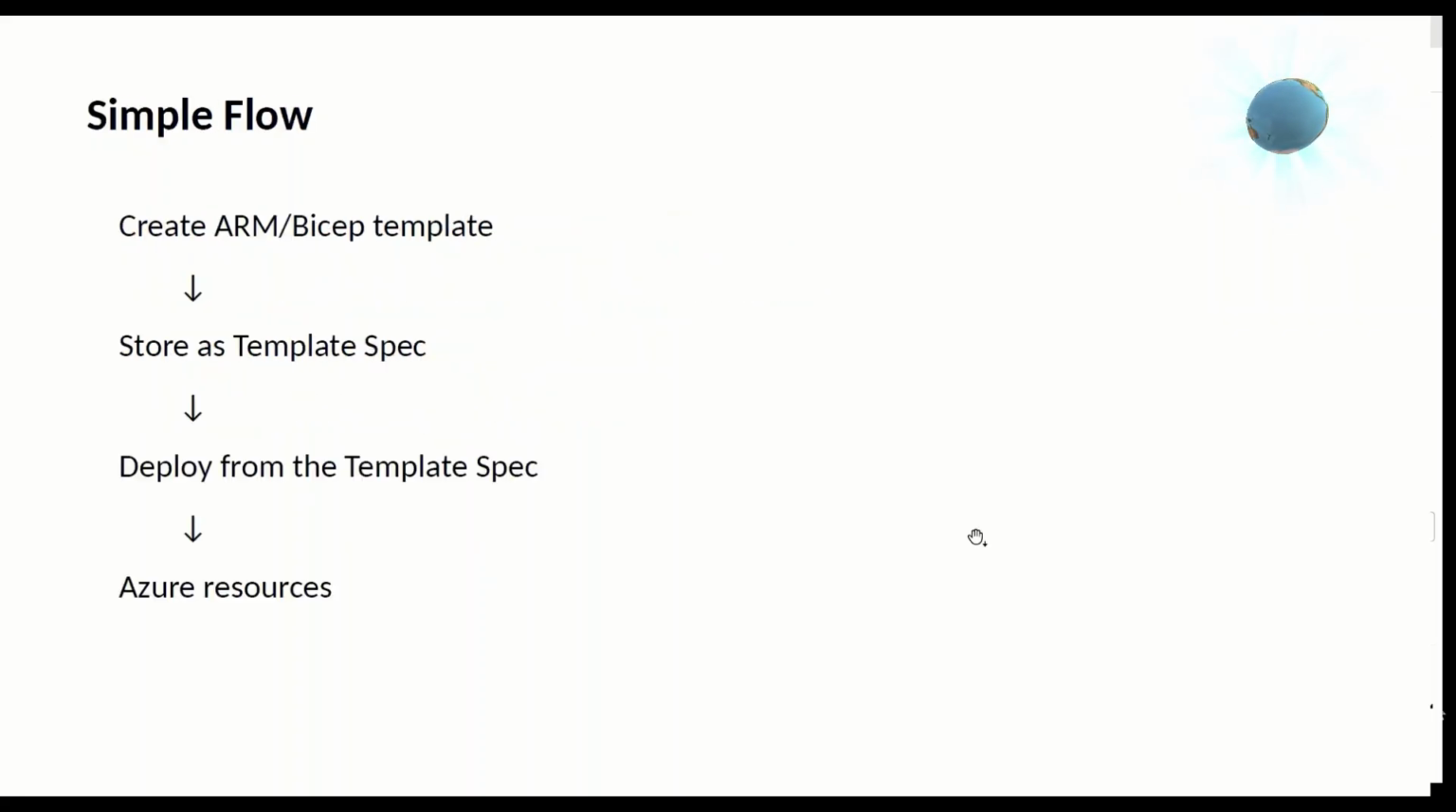Next is the simple flow. So how do we use the template spec? First we have to create the ARM templates or Bicep. Then we store those ARM or Bicep templates into the template spec. Next, once we store the template spec, we can go to the template and deploy that into our specific resource group. Then the Azure resources will be created.